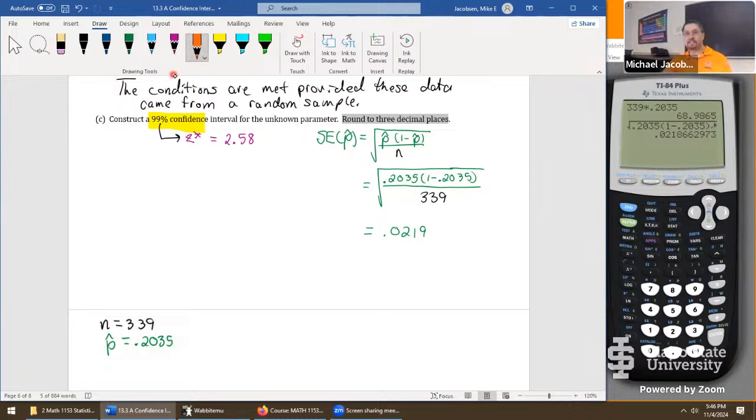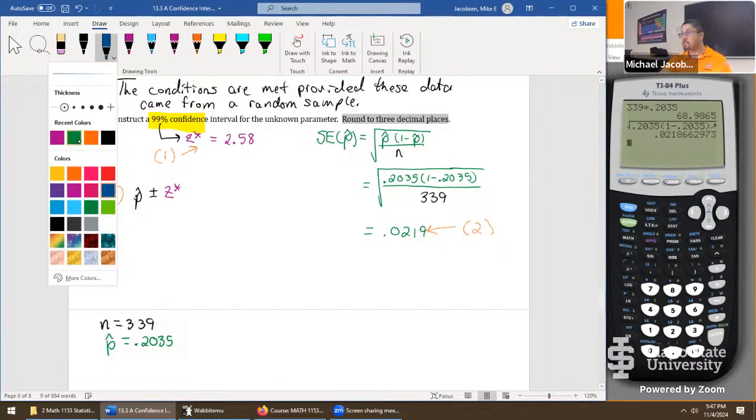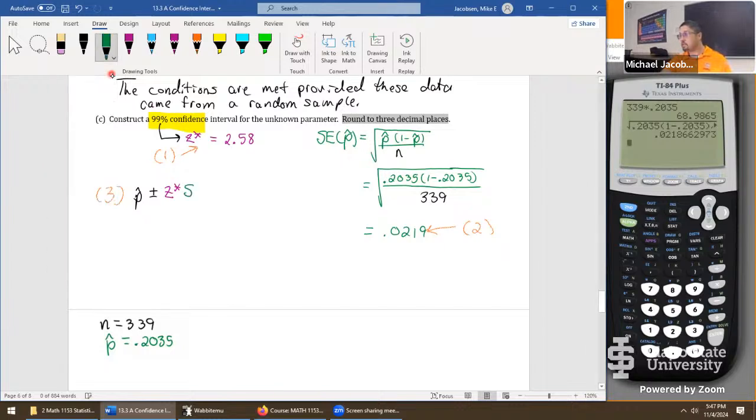Okay, if you like doing this as a sequence of steps, this is not a bad way to think about it. Step 1, state your critical number. Step 2, come up with your standard error. And a really good step 3 is just write down on paper the entire formula for the confidence interval. It's going to be p hat plus or minus z star times standard error of p hat. And let me see if I can fix that color coding real quick.